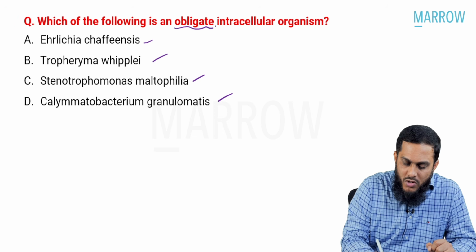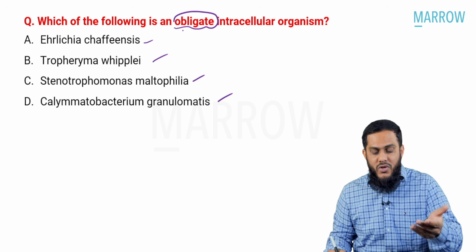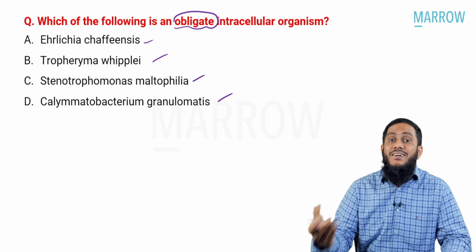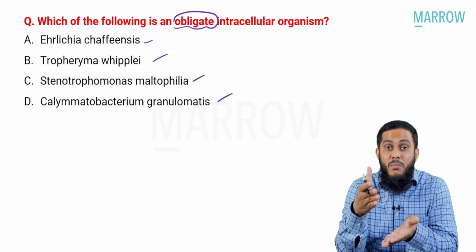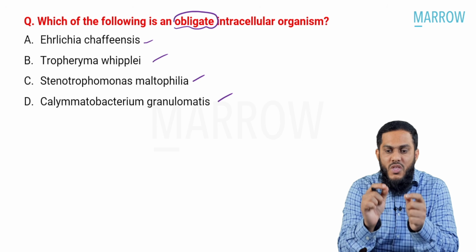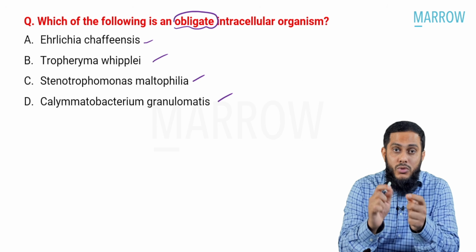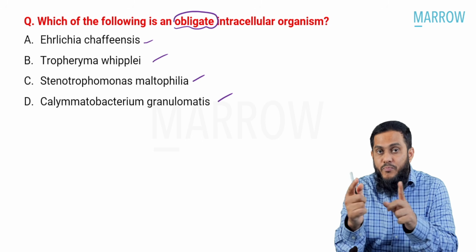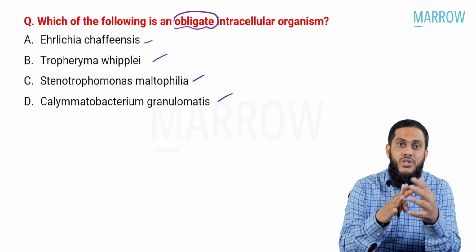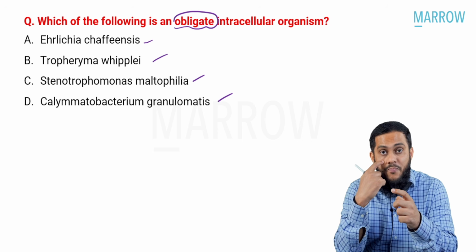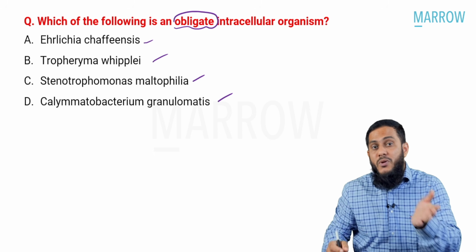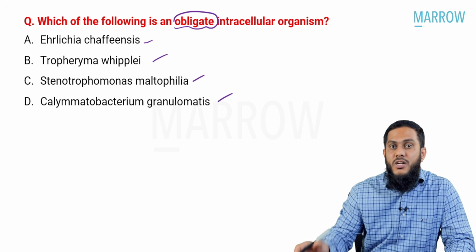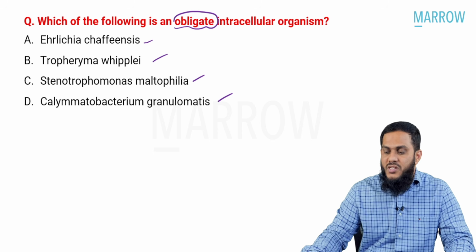See, obligate means strictly intracellular. First of all, we need to know we have obligate intracellular and facultative intracellular. Obligate intracellular means they are strictly intracellular, they multiply only inside the cells. Facultative intracellular bacteria multiply intracellularly, but they can also multiply extracellularly, though they prefer intracellularly. That's why we call them facultative intracellular, but obligate is strictly intracellular.